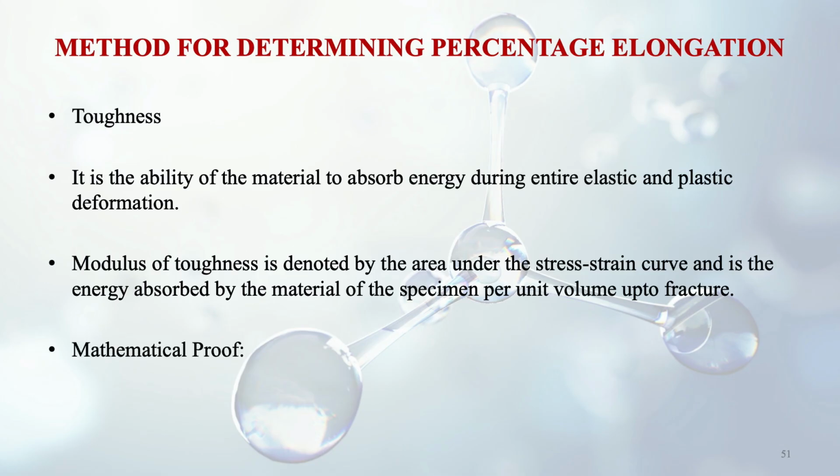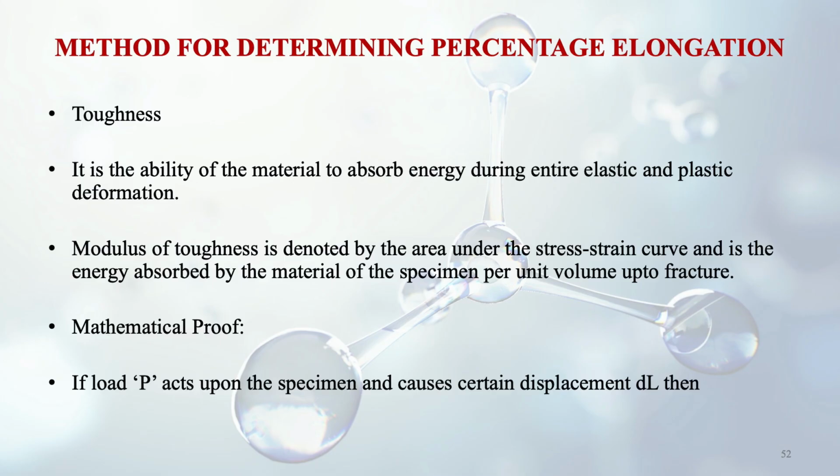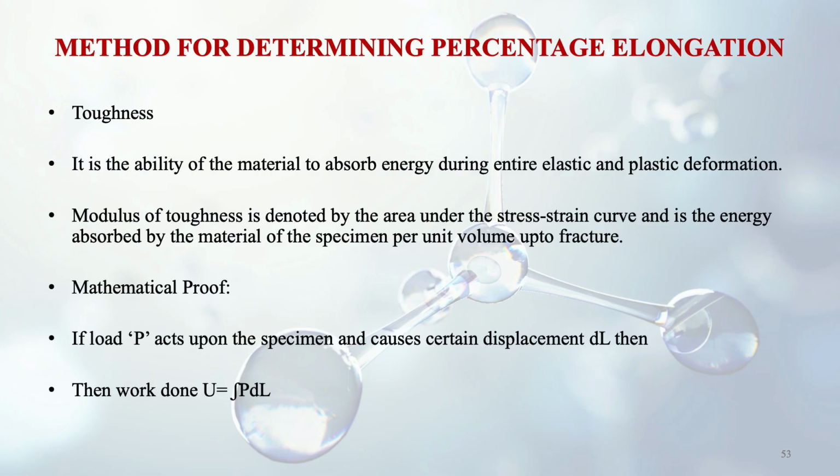There is a mathematical proof for that. Suppose a load P is acting upon the specimen and it causes a very small displacement, say dl. Then work done, which we know is force into displacement, is the integral of P into dl, because we are taking small infinitesimal elements and we have to sum up all of those. Here U is this work done. If we divide it by the original area of cross section and the original length, then we are getting this work done per unit volume.